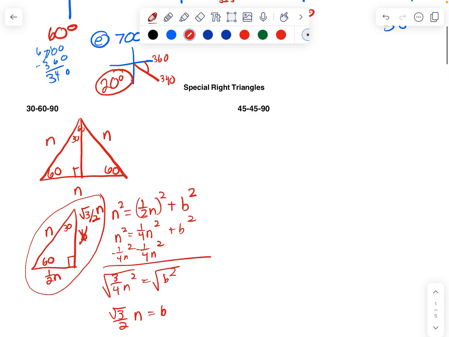Now, a 45, 45, 90 triangle. You guys might be like, well, that's just an isosceles triangle. So what do you know about a 45, 45 triangle? Well, two sides are the same. So what would that last side be?